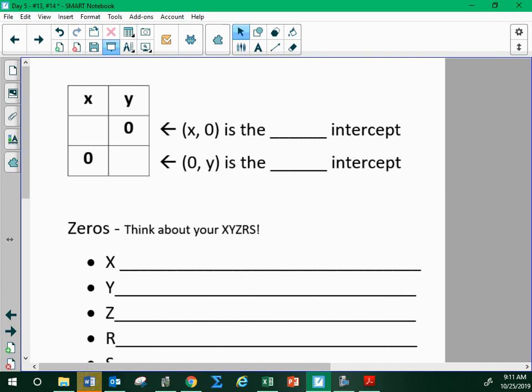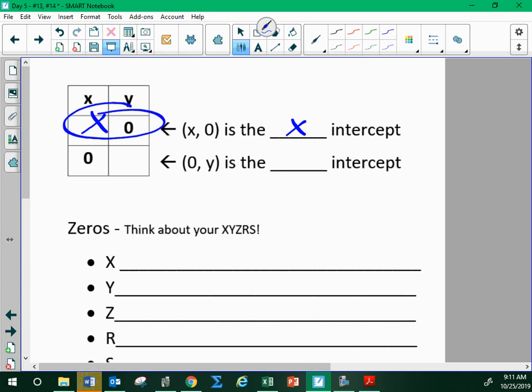So now let's take a look at the back side. Just remember, when I have an x value, but y is 0, that is my x-intercept. This next one, I have a y value. This is my y-intercept. So I have a y value. This is my y-intercept. Just a reminder.